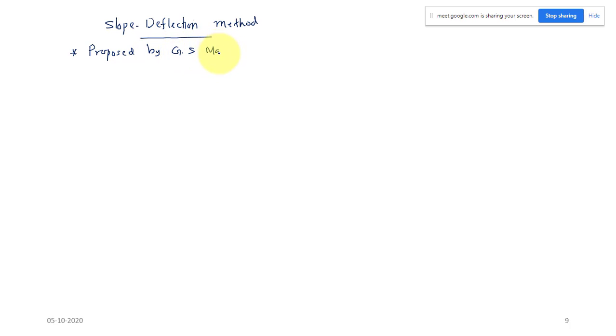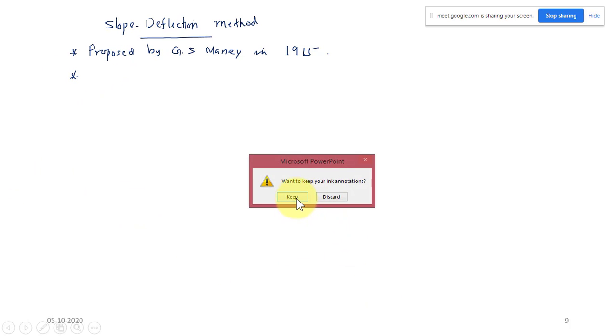this is a person, G.S. Mann. That is the person behind this method, in 1950. Okay, and this is ideally suited for analysis of continuous beams and rigid jointed frames. Also, as I told you, in the slope deflection method we will be discussing some equations, we will be solving those equations, and then we will be able to get all our unknowns.